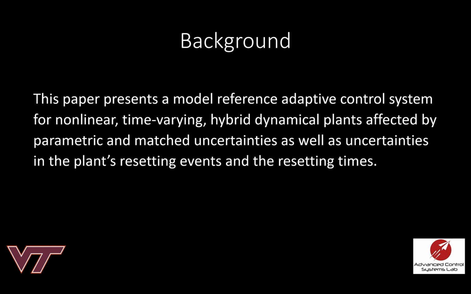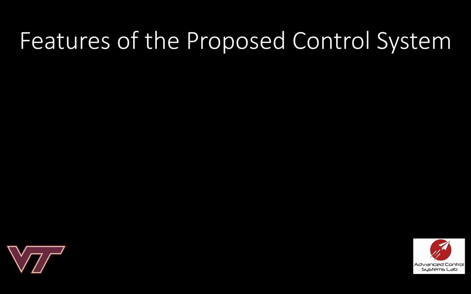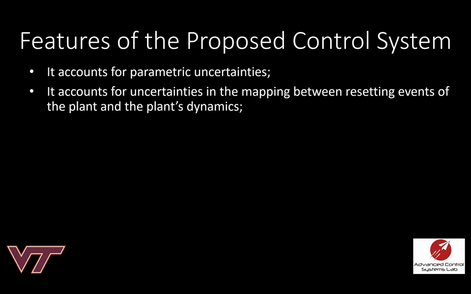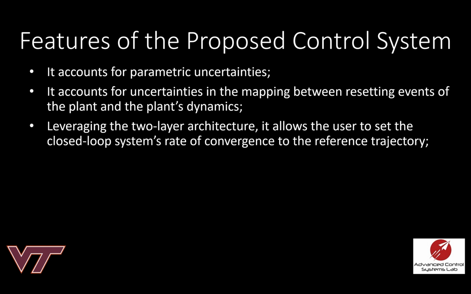This paper presents a model reference adaptive control system for nonlinear time-varying hybrid dynamical plants affected by parametric and matched uncertainties, as well as uncertainties in the plant's resetting events and resetting time. The features of the proposed control system are as follows. It accounts for parametric uncertainties. It accounts for uncertainties in the mapping between resetting events, the plant and the plant's dynamics.